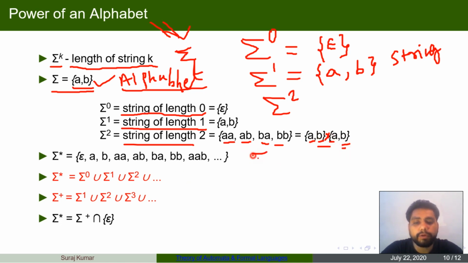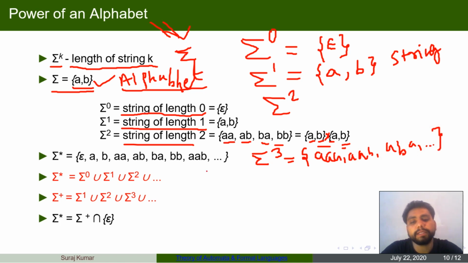Similarly, you can also count sigma to the power 3. So sigma to the power 3 will contain all those strings of length 3. A string of length 3 can be written like this: a b a, and so on. Similarly, you can write sigma to the power 4, sigma to the power 5, sigma to the power 6, and so on, sigma to the power n.